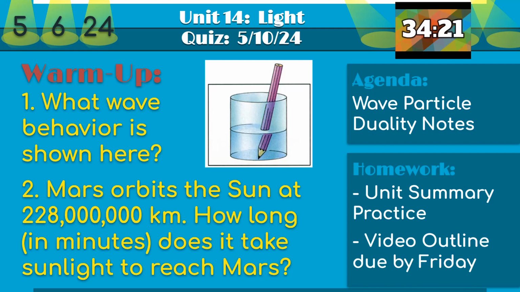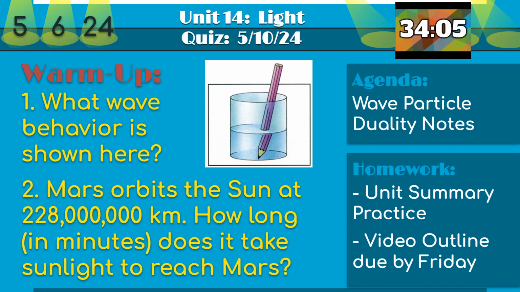But let's start with the warm-up question. The first one says, what wave behavior is shown here? And then the second one says, Mars orbits the sun at 228 million kilometers. How long in minutes does it take sunlight to reach Mars?